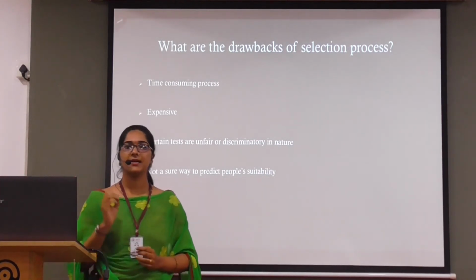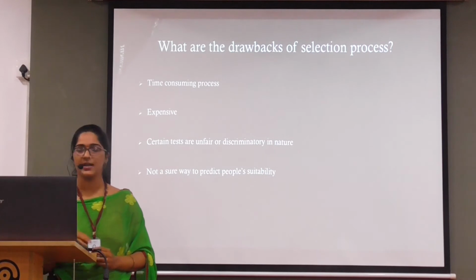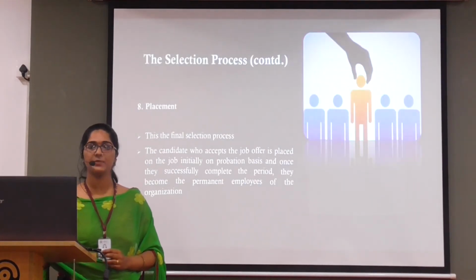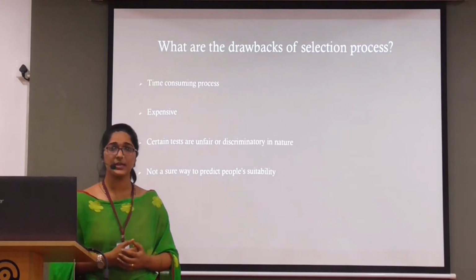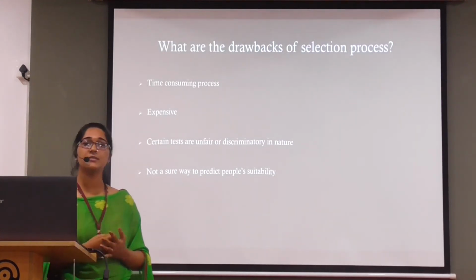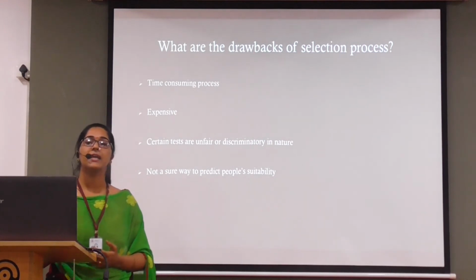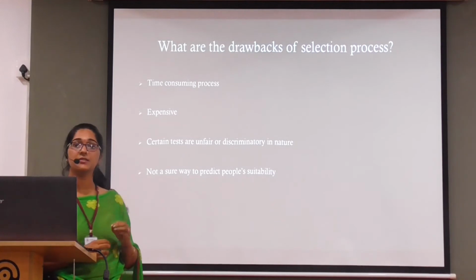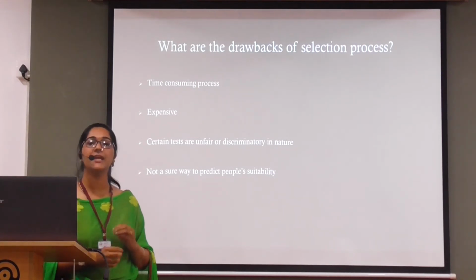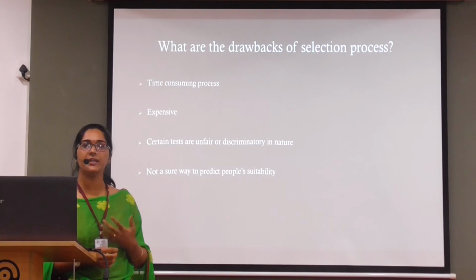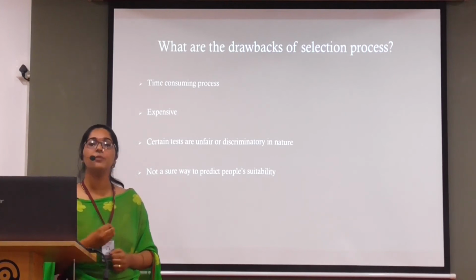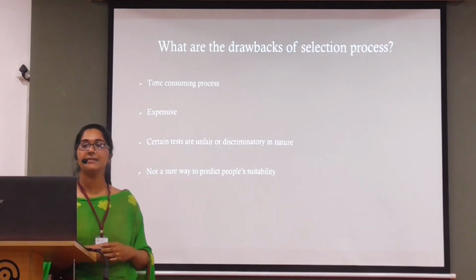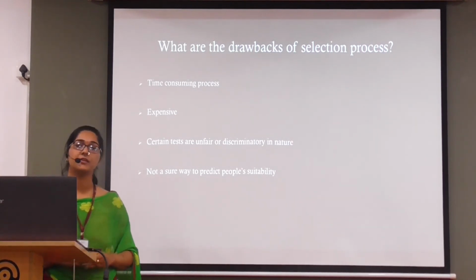Some of the drawbacks of a selection process are, one, it is time consuming. Why time consuming? Because you have so many processes involved, it takes time to get approval from every head. Since it is time consuming, and since they are employing so many experts for determining your ability or to check your potential, it is expensive. And then certain tests are said to be unfair or discriminatory in nature.